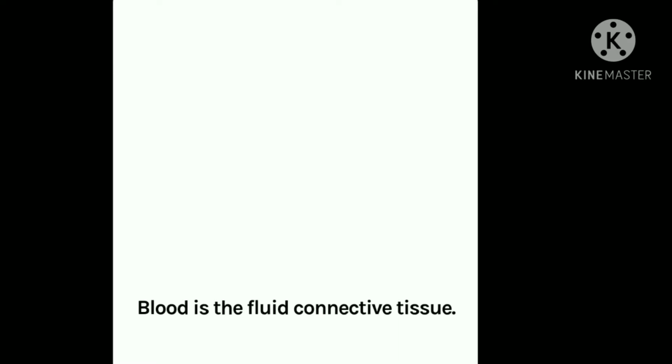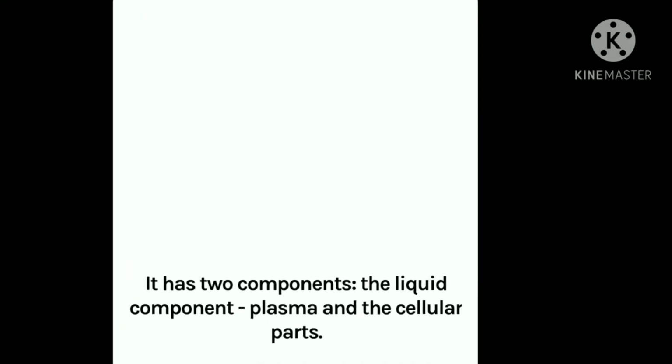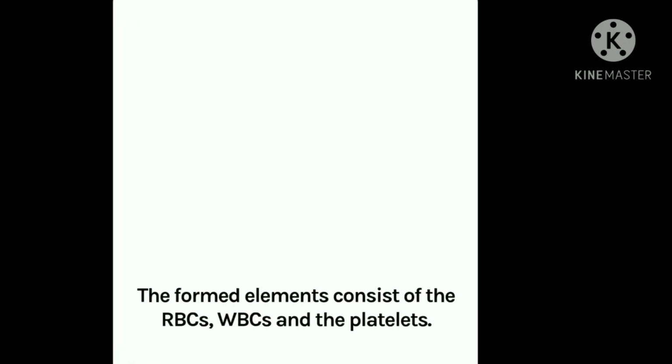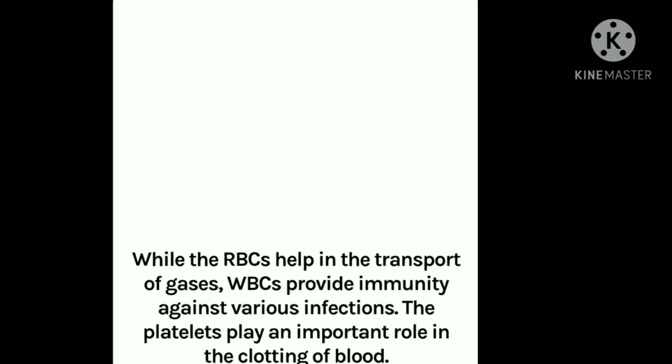Okay, now we will take a review: blood is the fluid connective tissue. It has two components, the liquid component plasma and the cellular part. The formed elements consist of the RBCs, WBCs and the platelets.